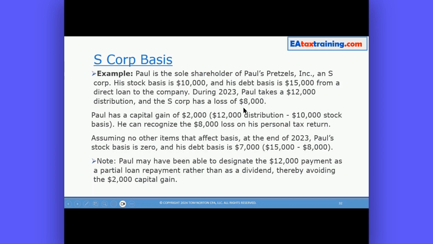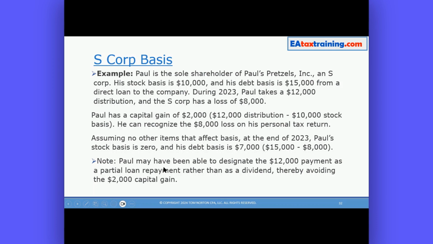He can then recognize the entire $8,000 of loss on his personal tax return. How can he recognize $8,000 of loss if his stock basis is zero? It's because he has this $15,000 of debt basis. So assuming that no other items affect basis, at the end of the year, Paul's stock basis is zero because it started with $10,000 and he took more than that of distributions. And his debt basis is $7,000. It's the original $15,000 minus the $8,000 of losses that he took.